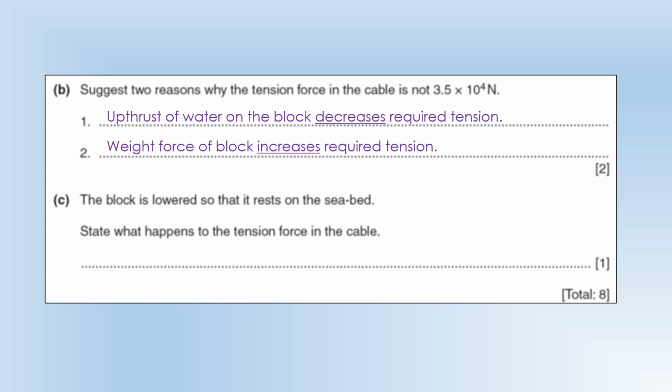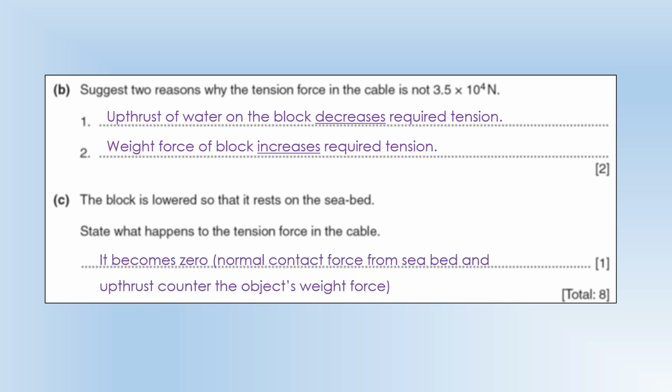Okay, so the block is lowered so that it rests on the seabed. State what happens to the tension force in the cable. It becomes 0 because the normal contact force from the seabed and the upthrust will counter the object's weight force now. So you don't actually need any tension from your cable anymore.